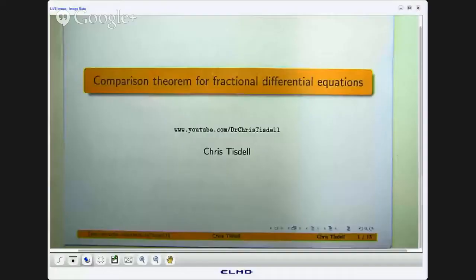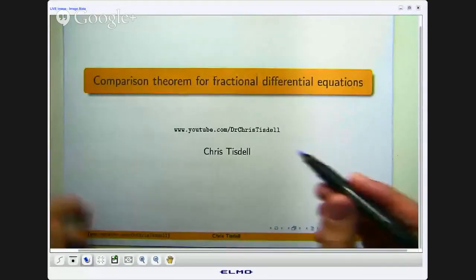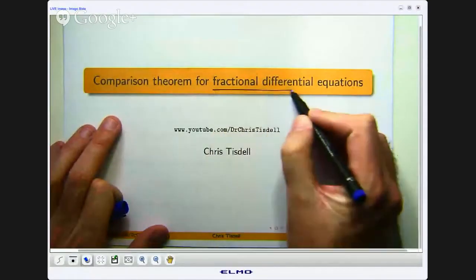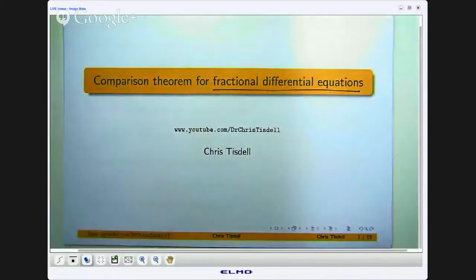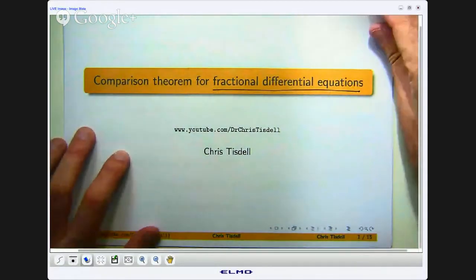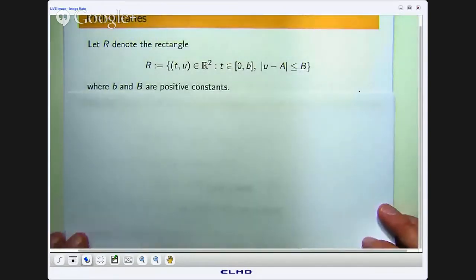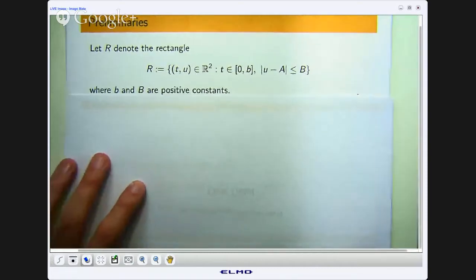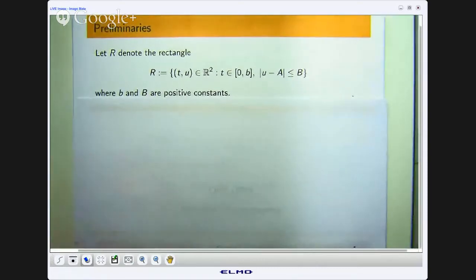All right, so we're going to talk about special kinds of differential equations called fractional differential equations, and I'm going to prove what's known as a comparison theorem, where you compare two solutions using inequalities. Okay, so I'm just going to cut straight to the chase. Let's talk about some preliminaries.